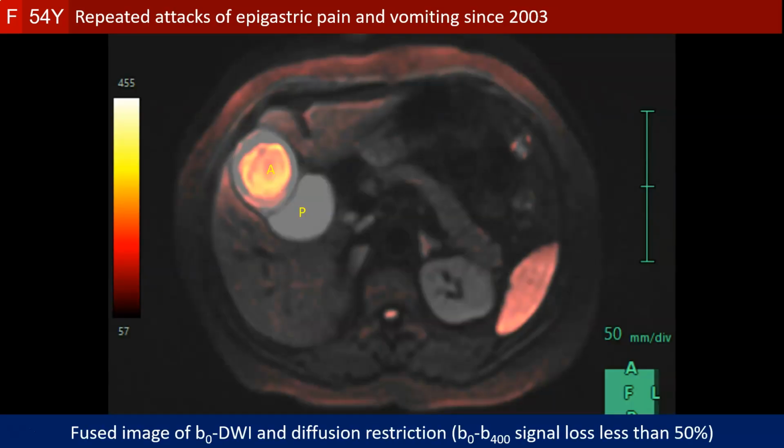On the diffusion weighted images, the anterior structure shows restriction of the diffusion of its content and of its wall, while the posterior structure has a very thin wall and does not have diffusion restriction of its fluid content.